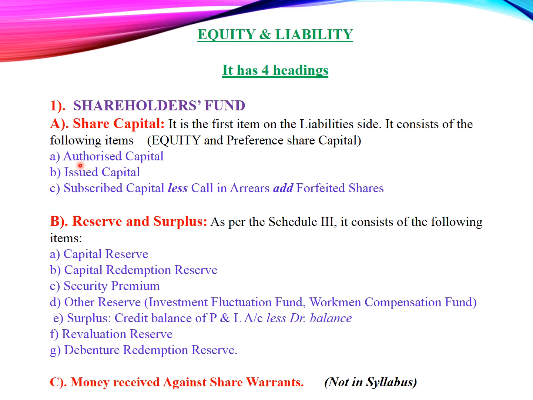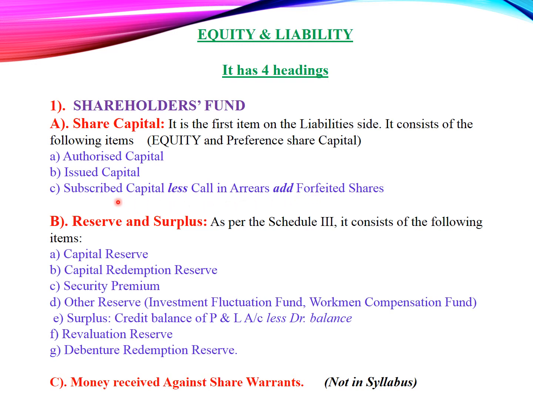Second classification is issued capital. Issued capital is part of authorized capital which is actually issued by the company to the public. Last and the final is subscribed capital. Subscribed capital includes the adjustments for calls in arrears, if any, they are subtracted, and we add the forfeited shares, if any, and the net result is placed in subscribed capital and is shown in the amount column inside the balance sheet.